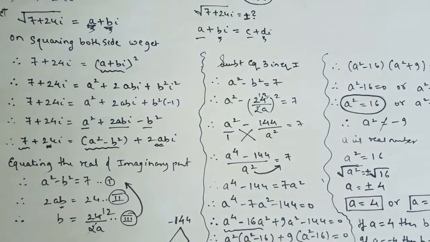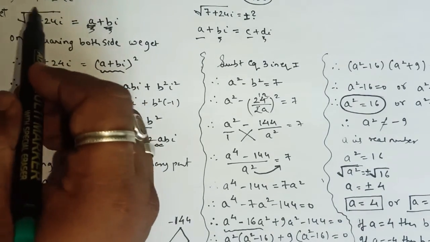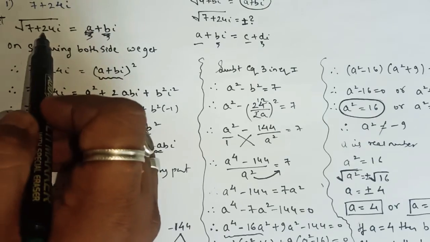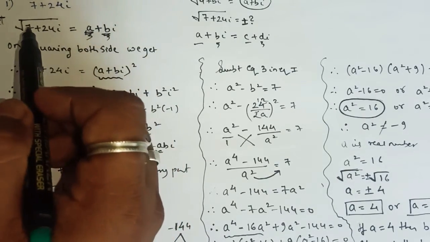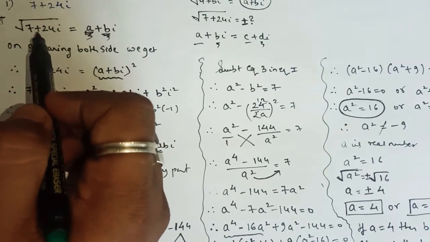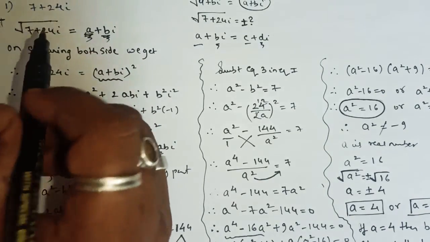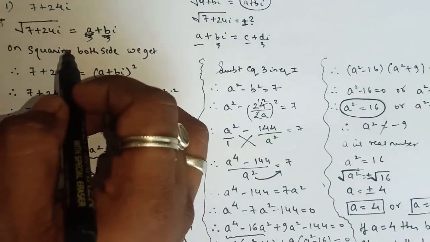For each and every sum, the method and the procedure will be the same. The change will be what? In place of this 7 plus 24i, it will be 8 minus 23i, or 4 minus something; the value of a and b will be different, but the rest of the method will be the same. So the first step, you will write what?